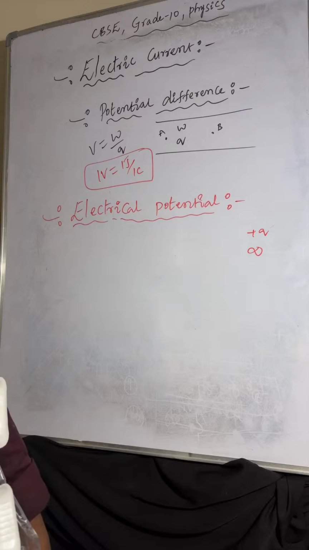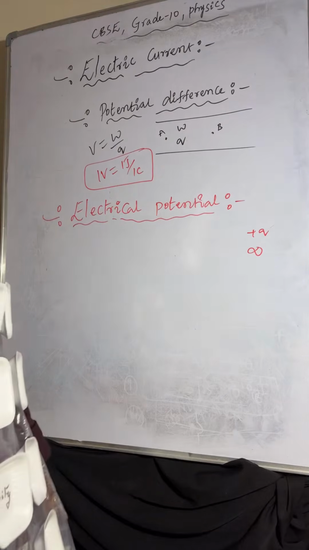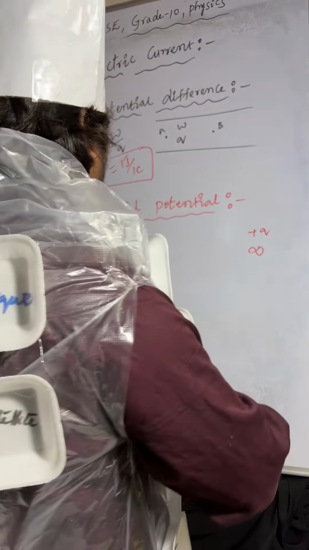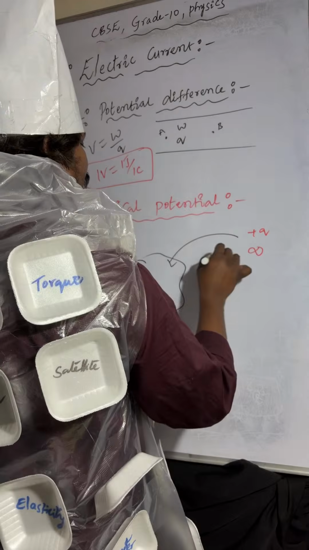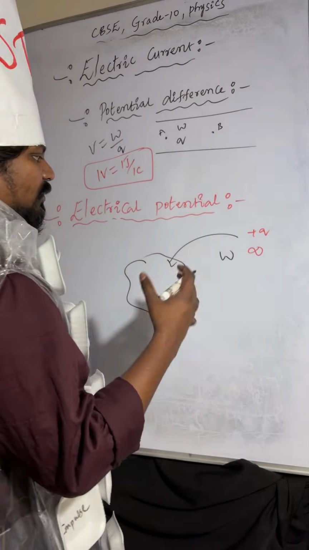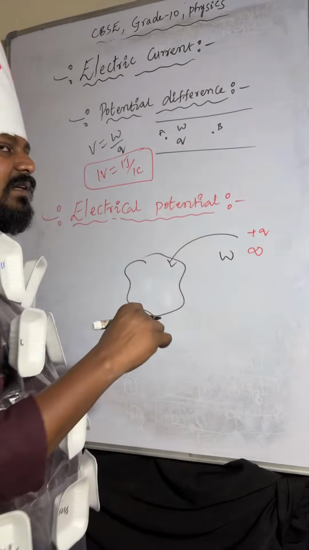What is that one? Work done to bring unit positive charge from infinity to the required field is called electrical potential. So this is the required field. We are doing work, W. So work done to bring unit positive charge from infinity to the required field is called electrical potential.